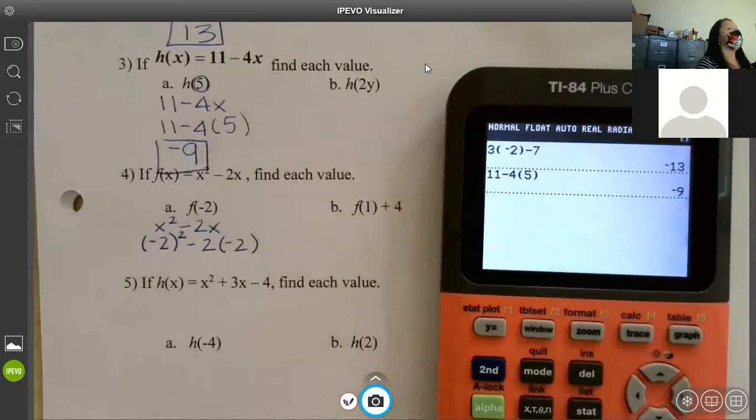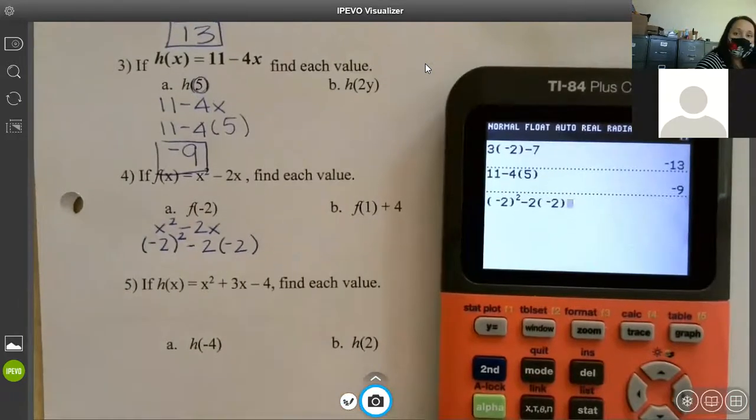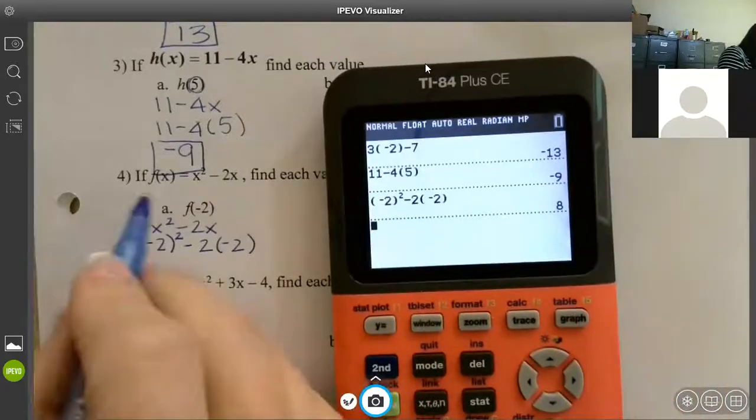So anywhere you see an x, these two problems like 4 and 5 where you have multiple x's are the ones that you miss most on the test, okay? Make sure you plug it in for both. Put it in like you see it. Parentheses, -2 squared minus 2 times -2 gives us 8.